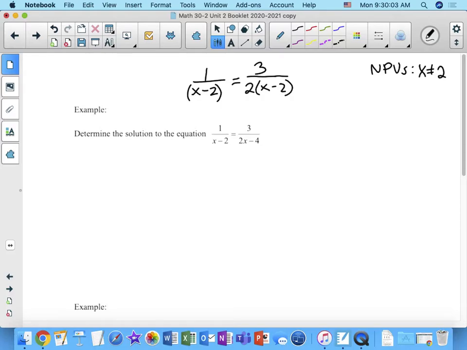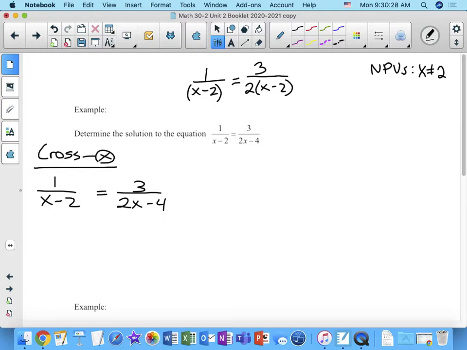Cross multiplication? Okay, so let's say we cross multiply. This is not my favorite way of doing things, but okay, I will indulge you guys. Let's say we started from there, and let's say we hadn't factored. Well, then this would come up here, and this would go up there. So we'd get 1 times 2x minus 4 equals 3 times x minus 2.